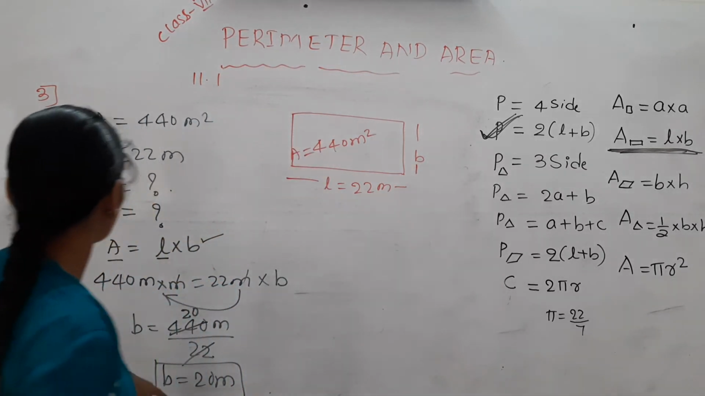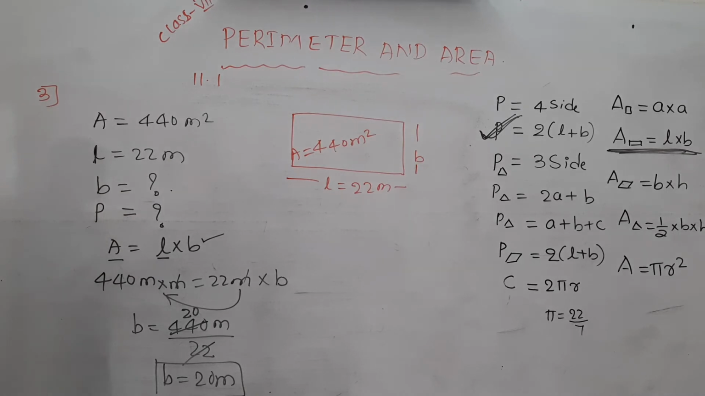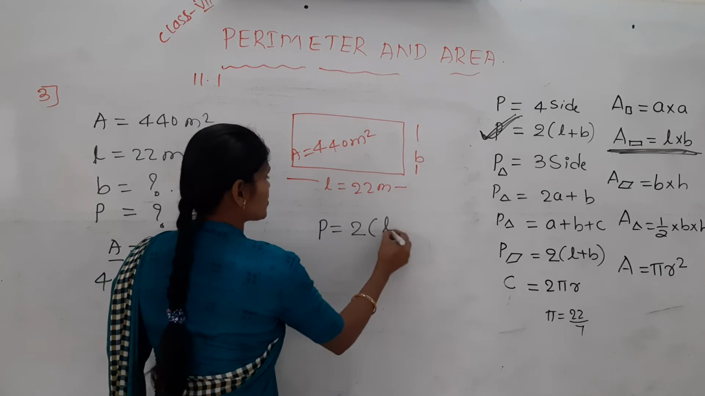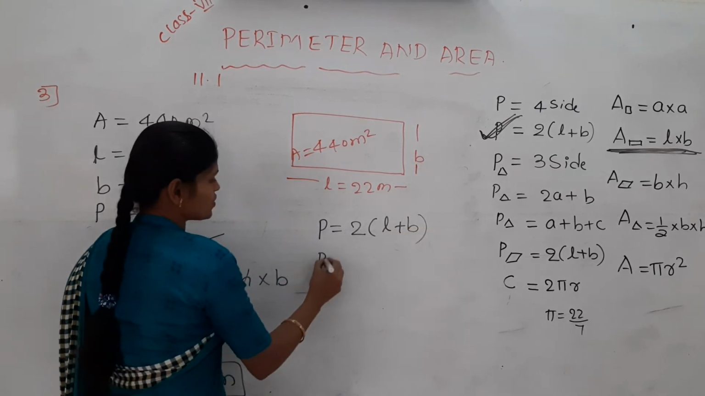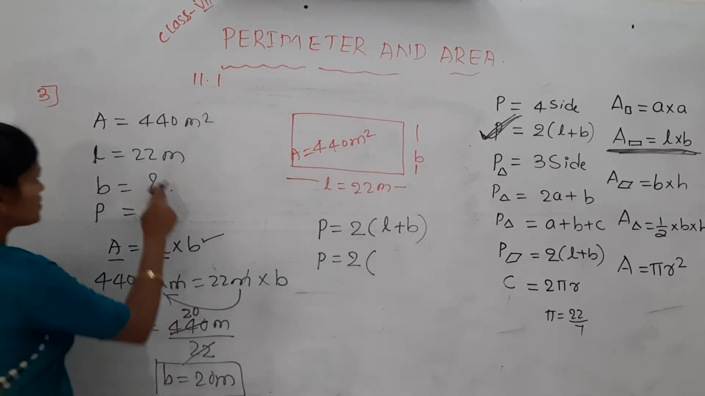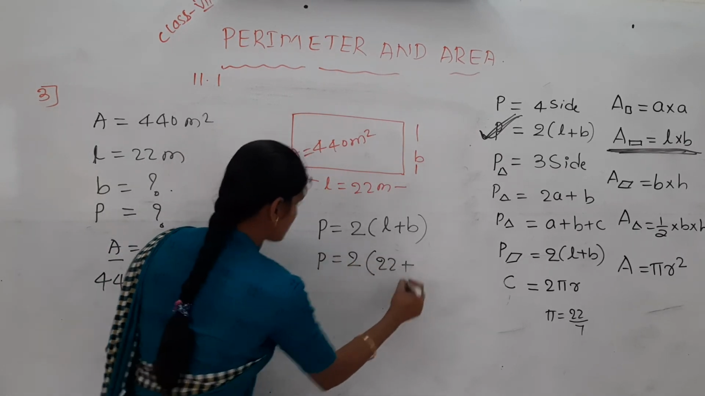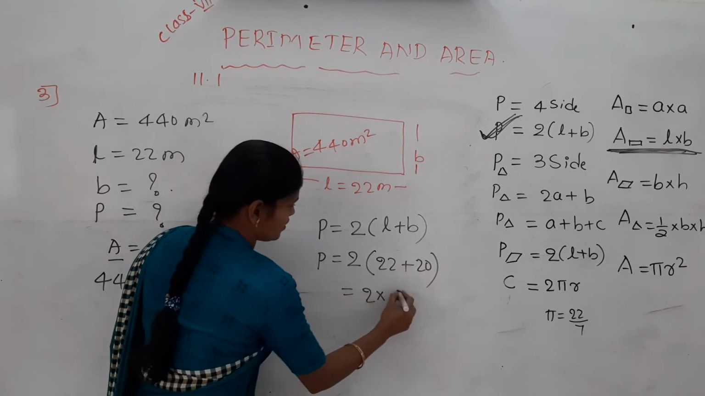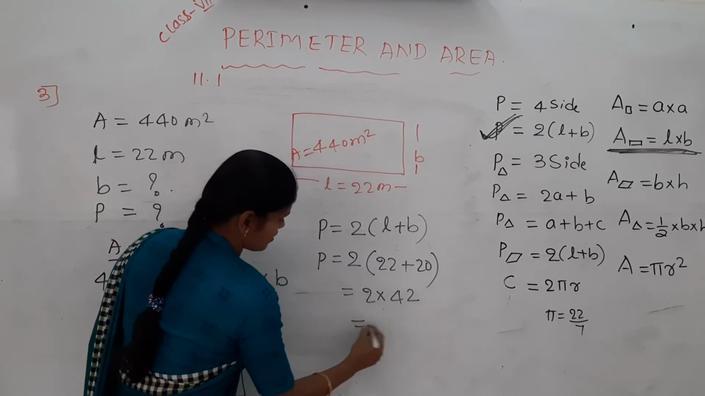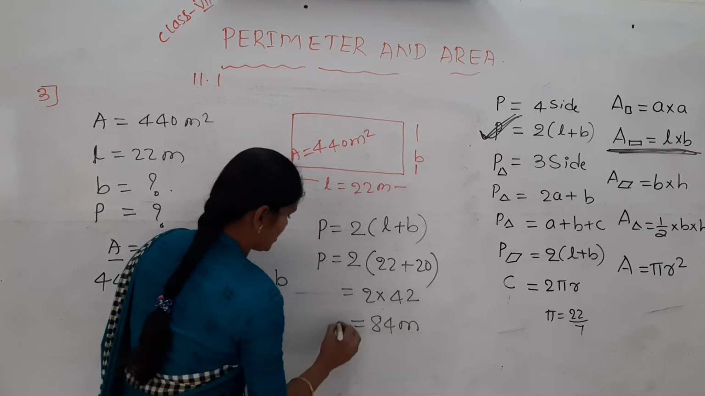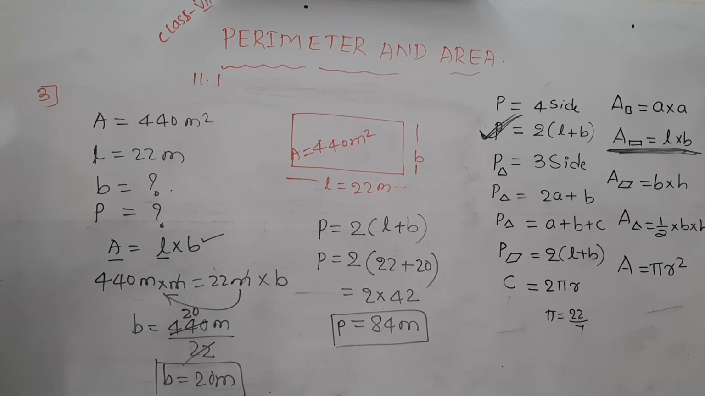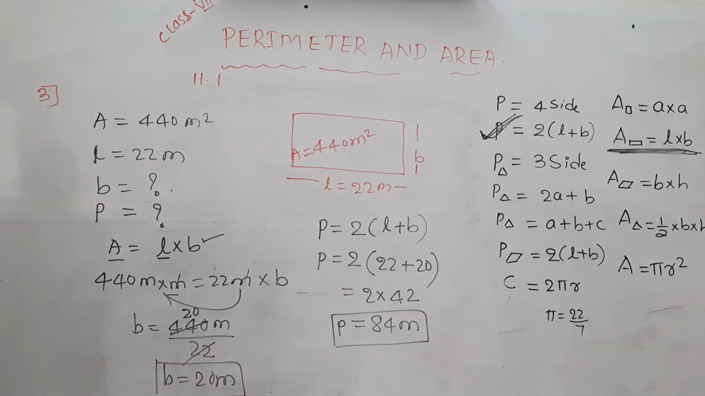If you know the breadth and the length, can you find the perimeter? Very easily. Perimeter of the rectangle is 2 times of L plus B. So it is equal to 2 times of length 22 meter plus breadth 20 meter. 22 plus 20, 42. 42 2s are 84 meter. Perimeter of the rectangle is what? 84 meter. And its breadth is 20 meter. Yes, just pause it and take this answer.